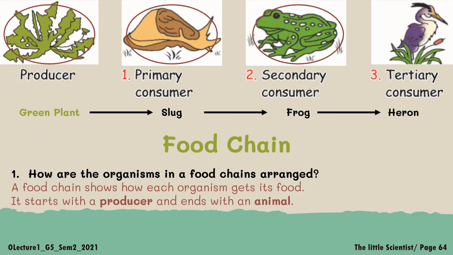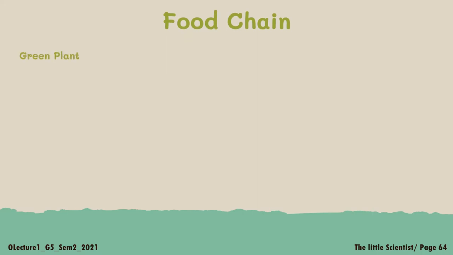Usually or always, it starts with a green plant, which is a producer and which is eaten by an animal. A food chain ends with an animal. Here is the producer, which is the green plant. The last animal in here is the heron. Here we have the food chain again. The green plant is eaten by the slug is eaten by the frog is eaten by the heron.